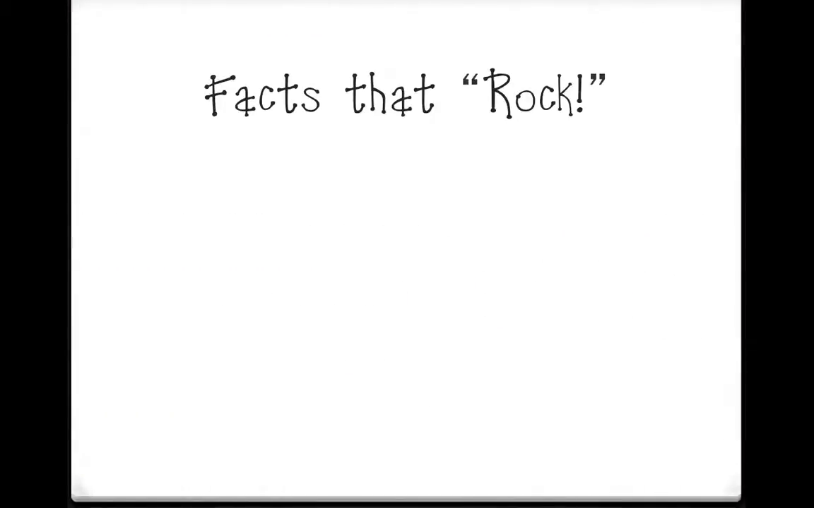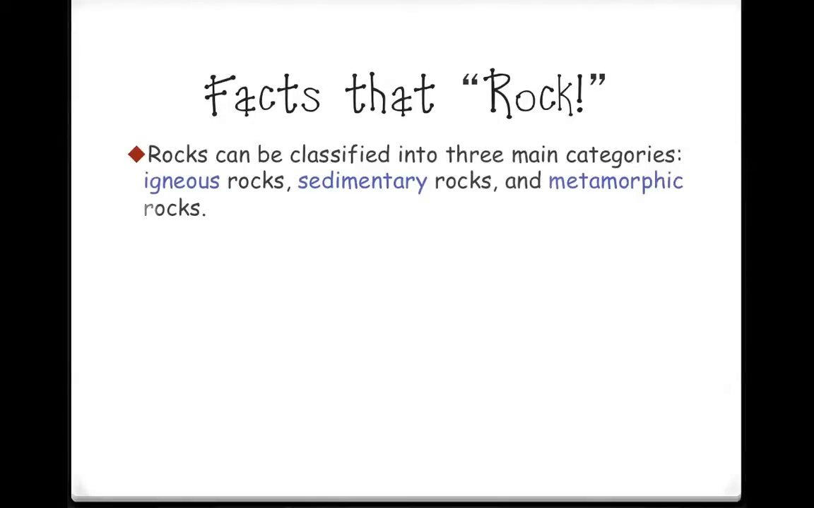First, let's learn some facts that rock. Rocks can be classified into three main categories: igneous rocks, sedimentary rocks, and metamorphic rocks. Can you say the names of these rocks? Let's try it together. Igneous rocks, sedimentary rocks, and metamorphic rocks. Whew, those are some big geologist words.